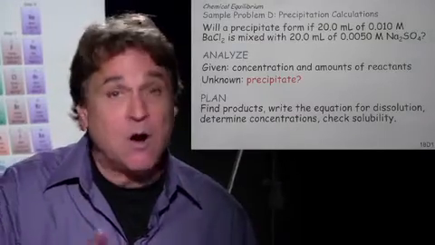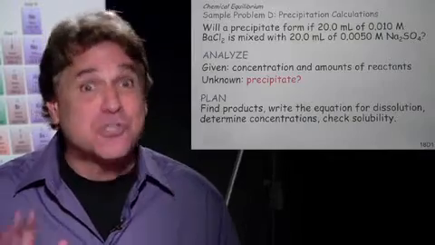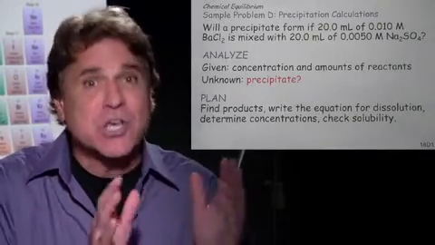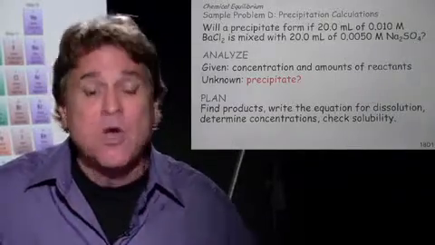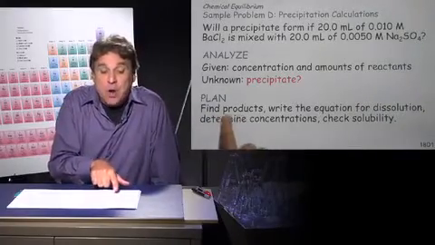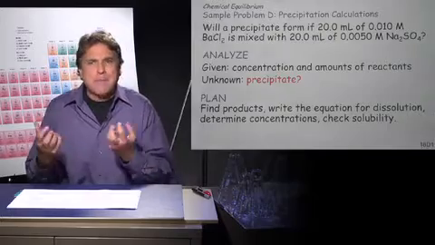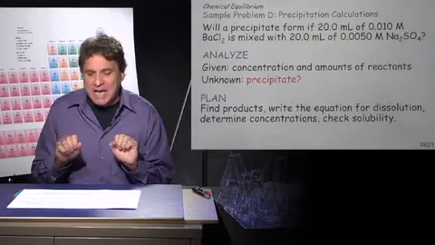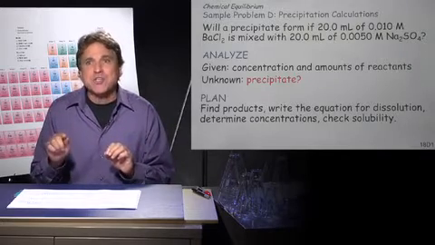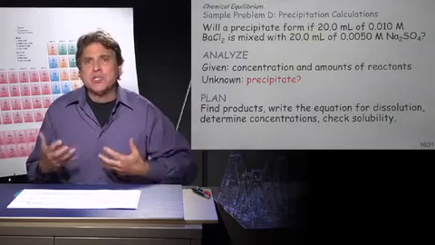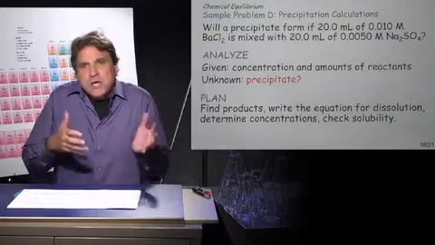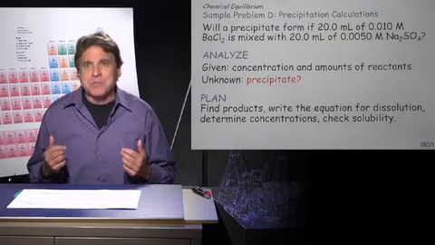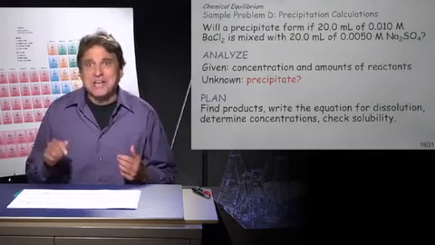What's our plan? Our plan gets a little bit involved, so stick with me, but I assure you it's not going to be difficult. We need to take this step by step. First, we're going to need to find the products. What happens when these things react? What about the dissolution? We need to write down that equation for dissolution. We also need to determine the solubility. Once we understand the solubility, then we can determine whether or not a precipitate will form. Okay, let's get into the action.